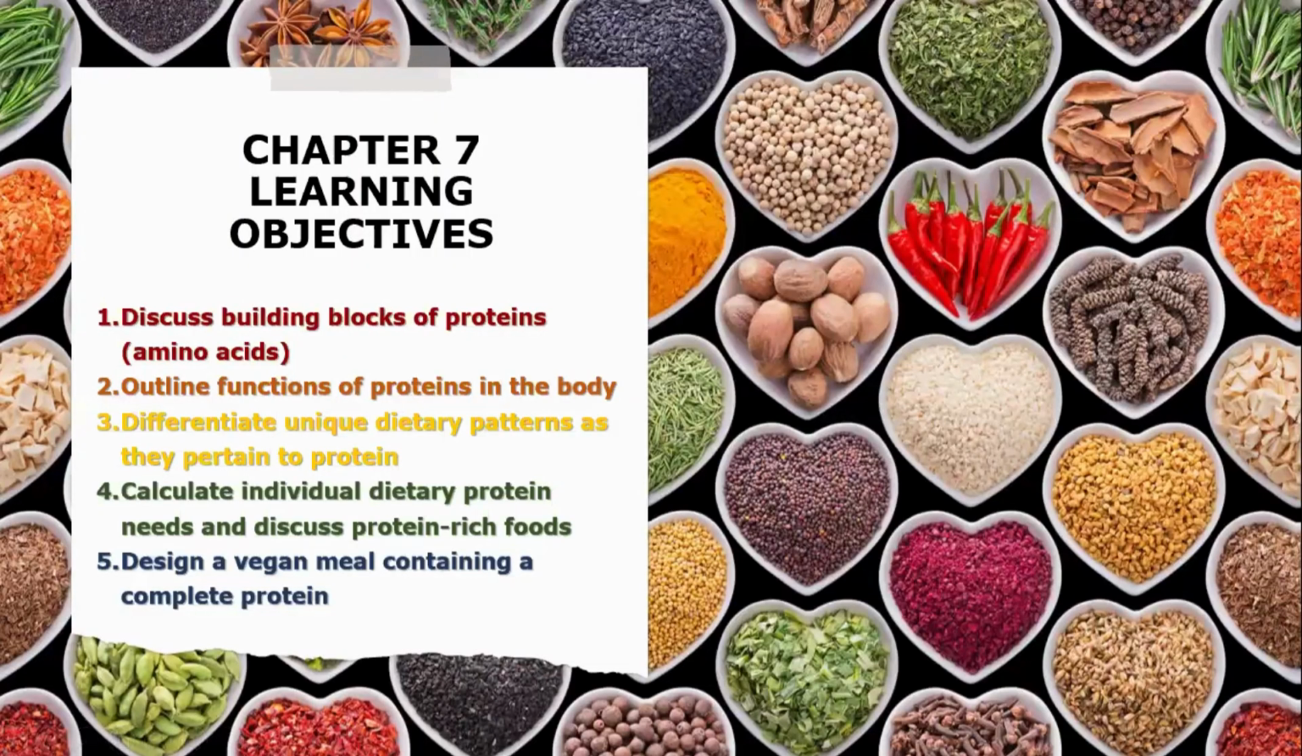Chapter 7 Learning Objectives. 1. Discuss building blocks of proteins, amino acids. 2. Outline functions of protein in the body. 3. Differentiate unique dietary patterns as they pertain to protein. 4. Calculate individual dietary protein needs and discuss protein-rich foods. 5. Design a vegan meal containing a complete protein.